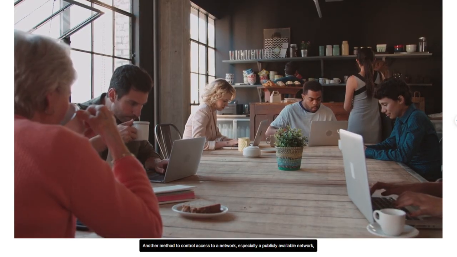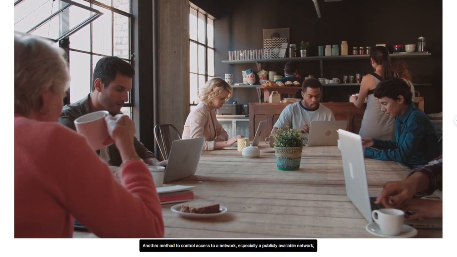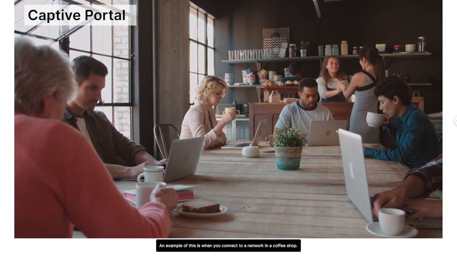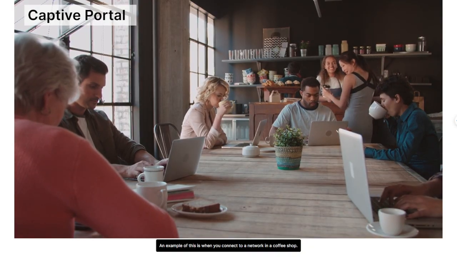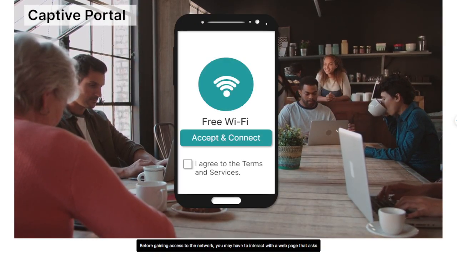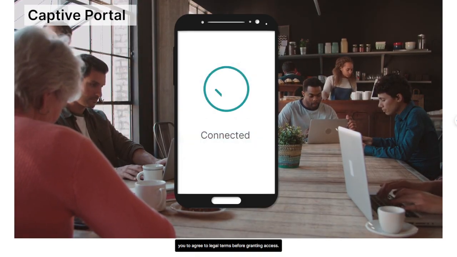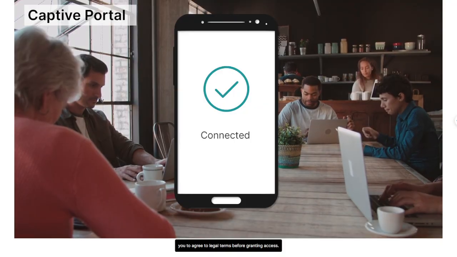Another method to control access to a network, especially a publicly available network, is a captive portal. An example of this is when you connect to a network in a coffee shop. Before gaining access to the network, you may have to interact with a web page that asks you to agree to legal terms before granting access.